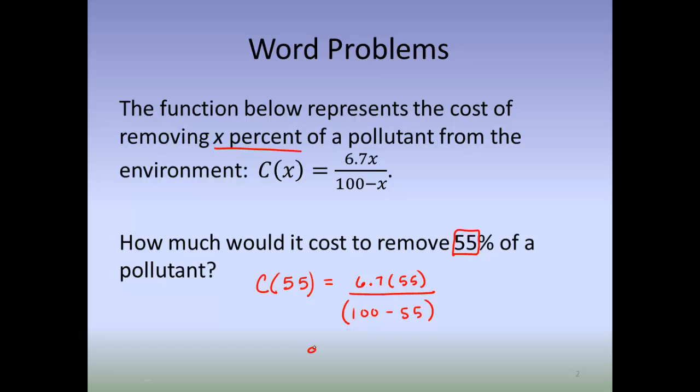So I have 8.18 repeating would be the cost to remove 55% of a pollutant. Let's try again. So for this one, I'm looking at the same function, and I want to know how much it would cost to remove 95% of the solution.